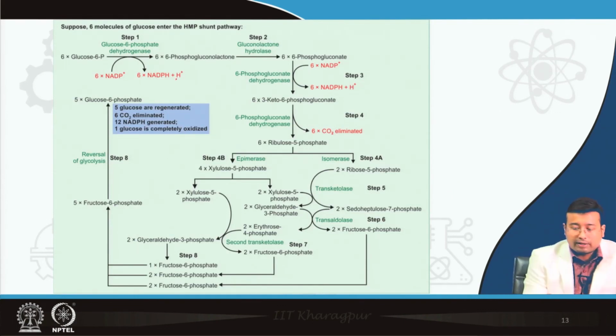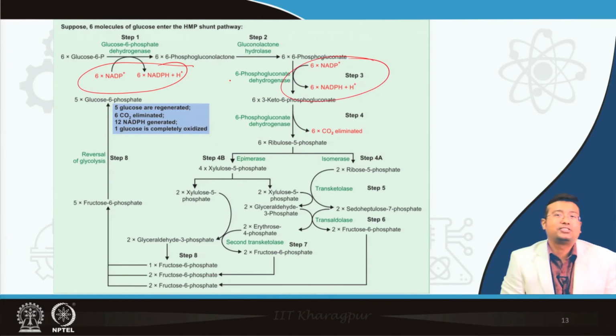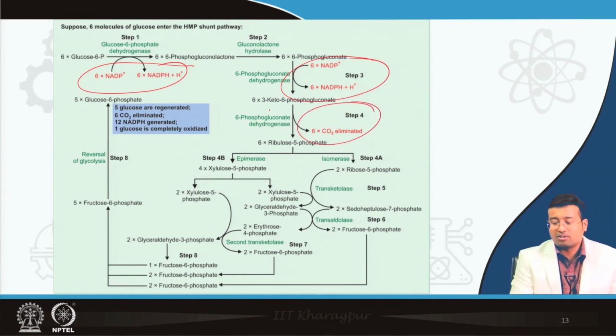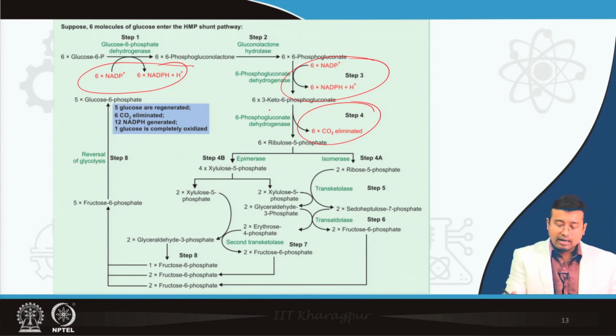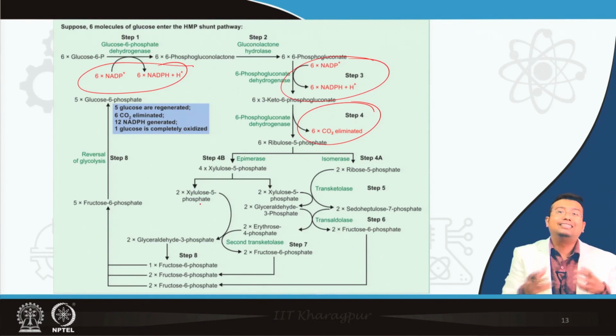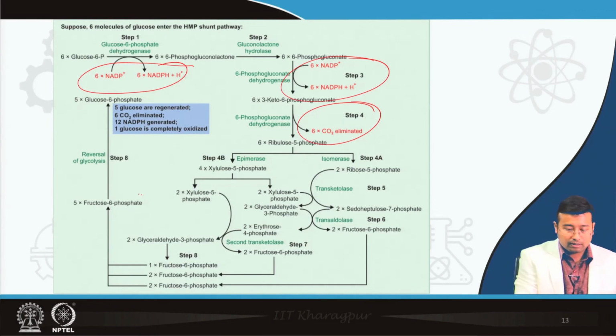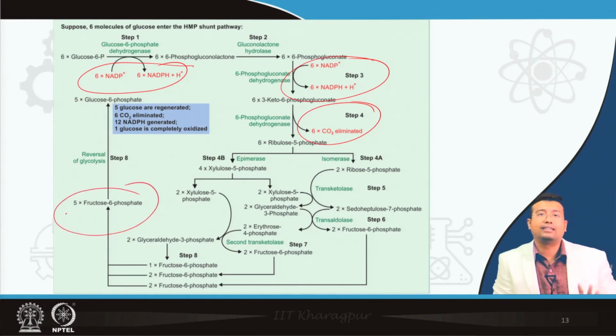So in the oxidative phase itself, 12 molecules of NADPH are generated, 6 molecules of CO2 are eliminated, and pentoses are generated, right, and the entire non-oxidative phase in which multiple pentoses are generated is actually to regenerate the reactant, that is the 5 molecules of glucose 6-phosphate that are regenerated at the end of HMP shunt.